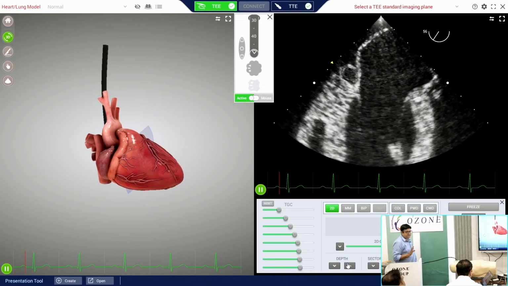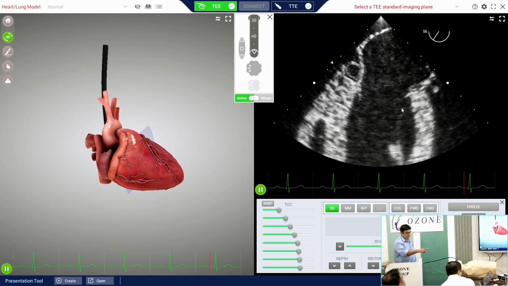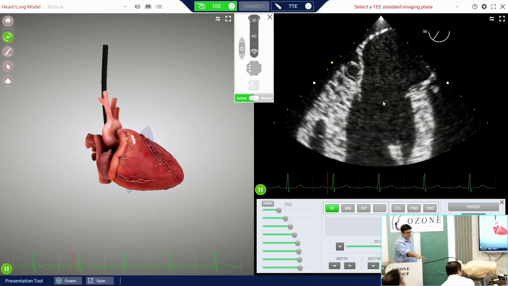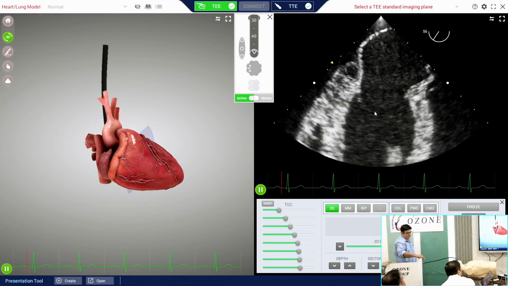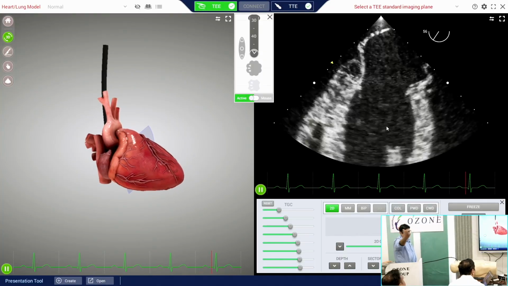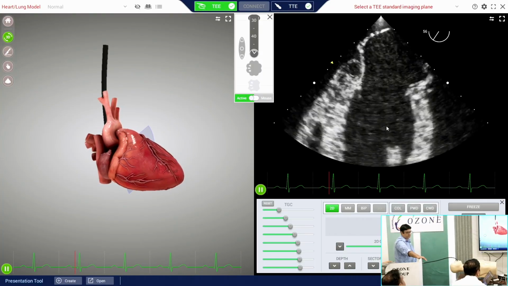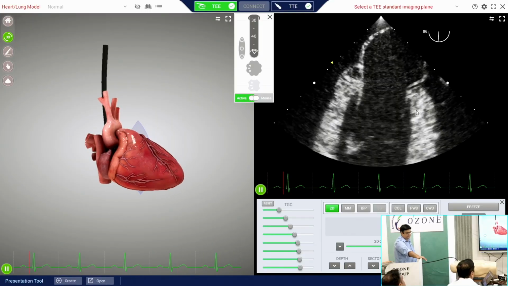So here I can see my mitral commissural view with P3, A2 and P1. The center is the A2, on the right is the P1 and on the left is the P3, sorry. Now increasing the multiplane angle to 90 degrees.